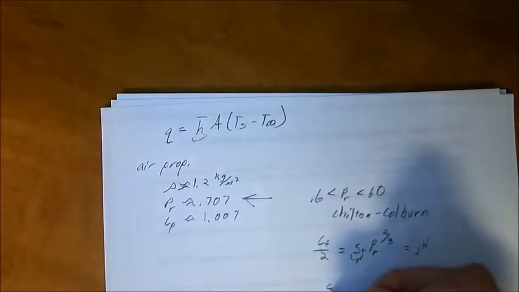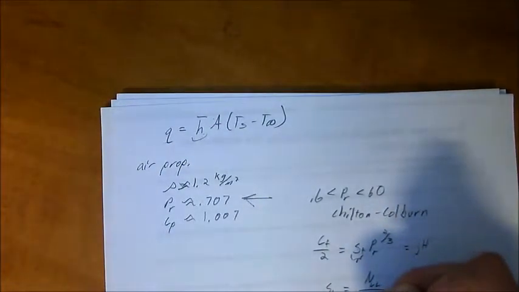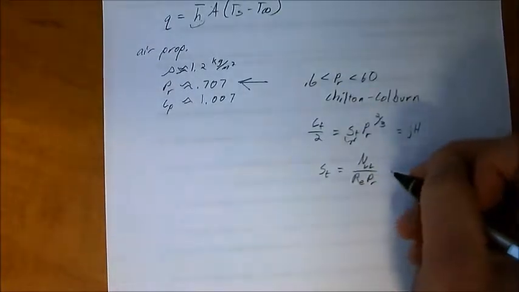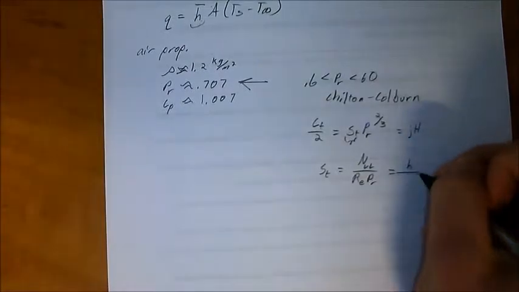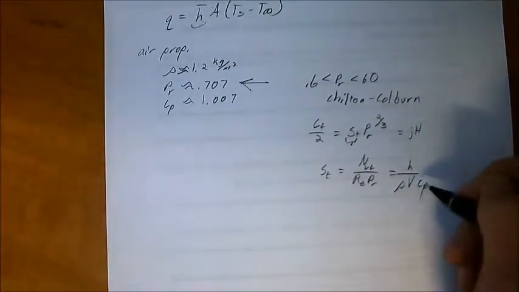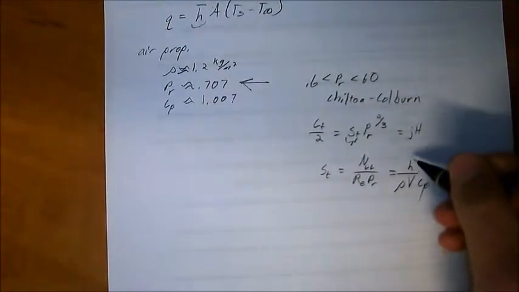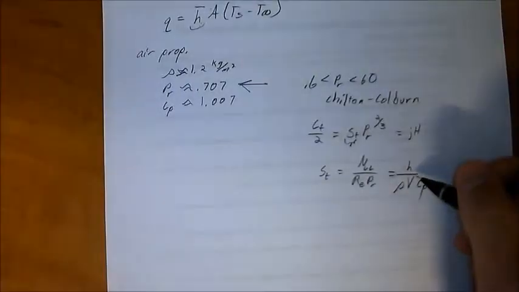We know that Stanton number is equal to Nusselt number all over Reynolds number times Pr. Well, that doesn't really help us very much. But this one does. h all over rho V times Cp. Well, we have rho, we have the velocity, and we have the specific heat, and we're looking for h. So that looks like that'll probably be useful to us.